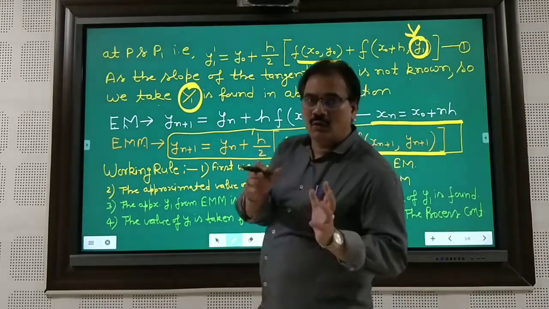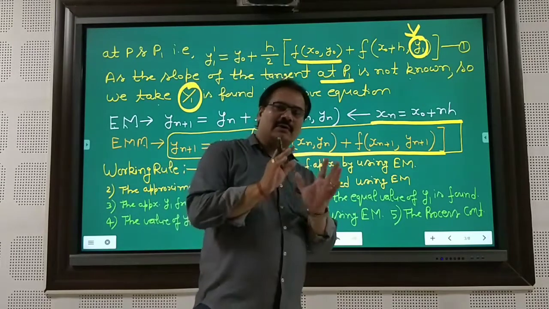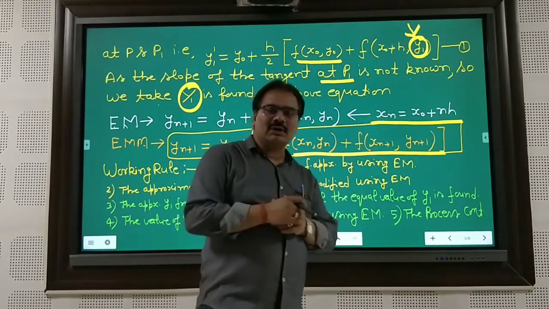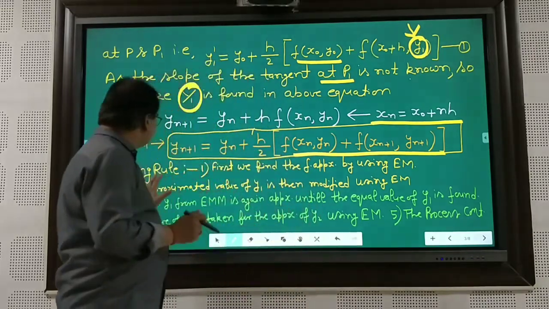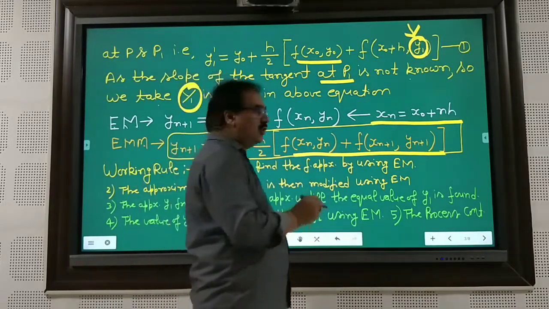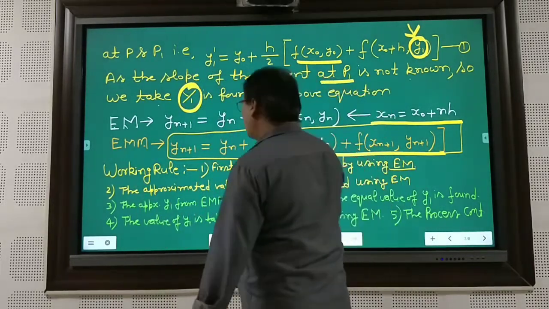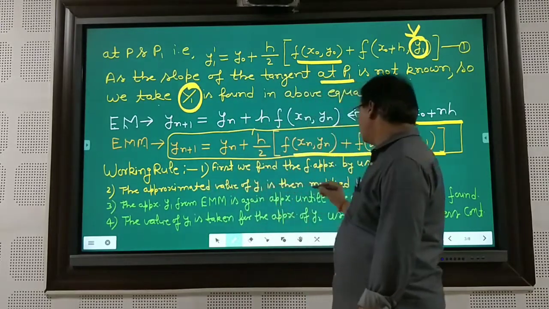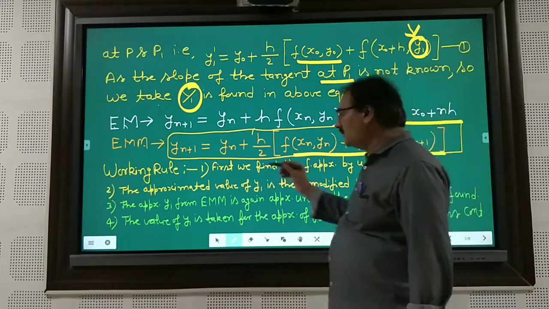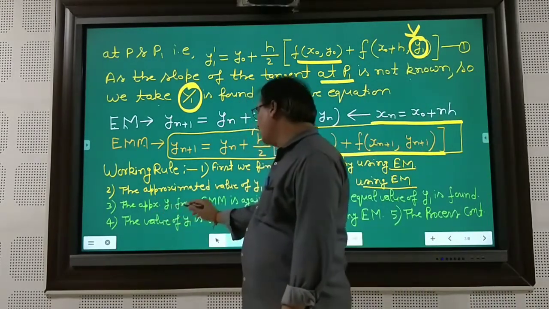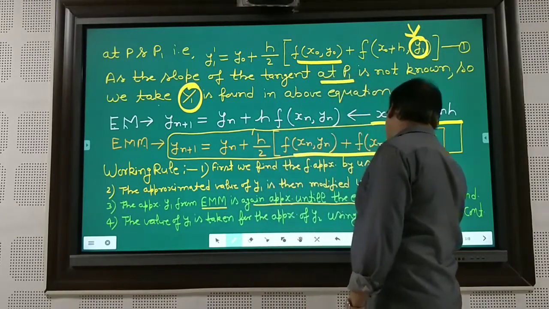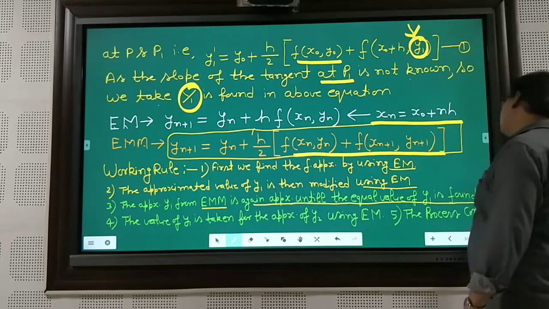Then what is the working rule? I have summarized it here for your knowledge, so that you can solve the problem easily. First we find the first approximation using Euler's method. Then the approximated value of y1 is modified by again using Euler's modified method. After this, the approximate y1 from Euler's modified method is approximated again until an equal value of y1 is found.